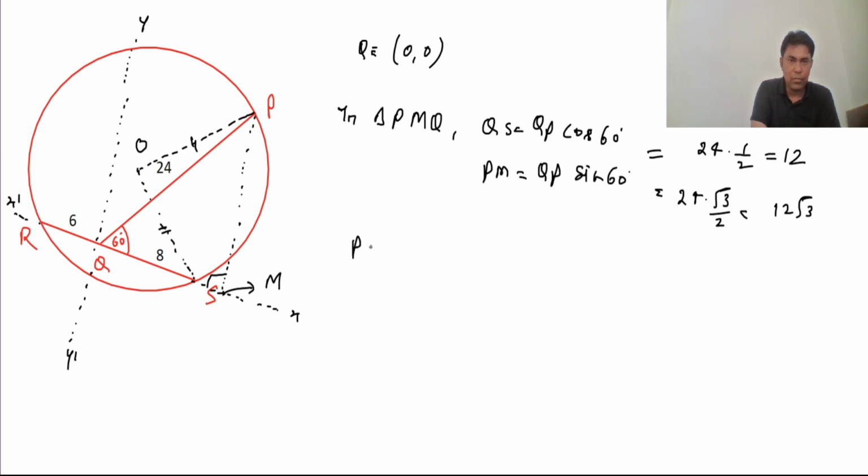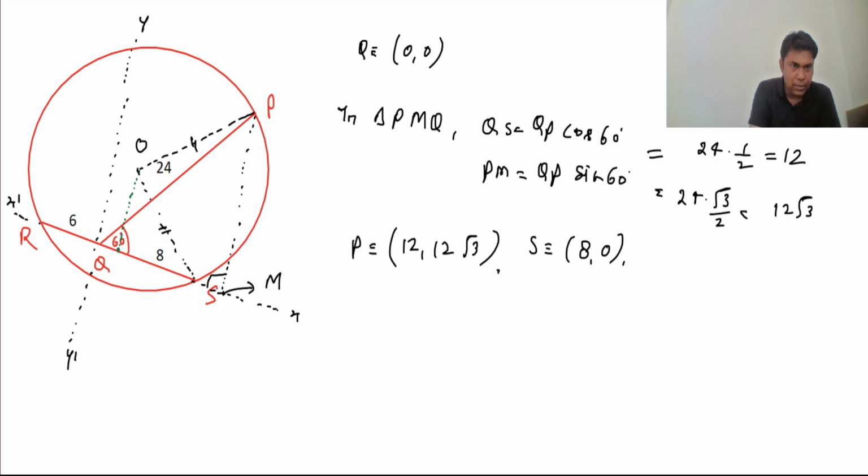So the coordinates of P are 12 and 12 square root of 3. From here we can write the coordinates of S. If Q is the origin and the length of QS is 8 units, the coordinates of S will be 8 comma 0. Further, for the coordinates of O, very first we drop a perpendicular from O on RS.